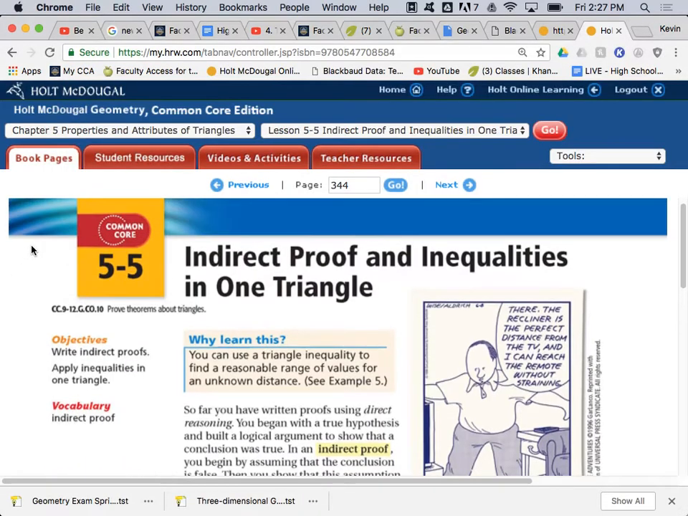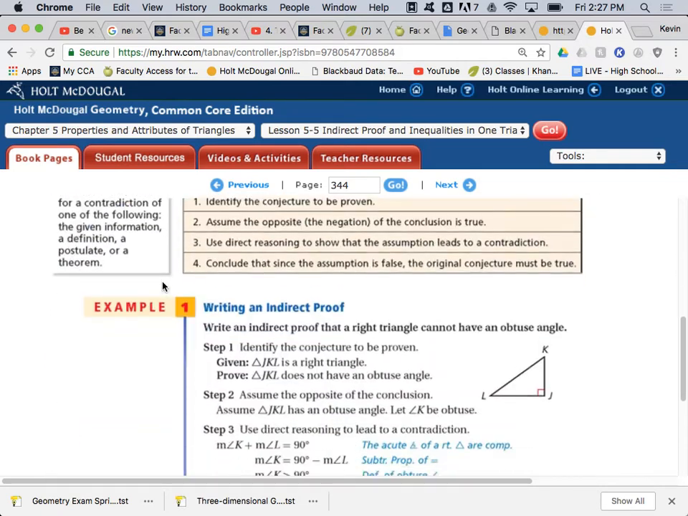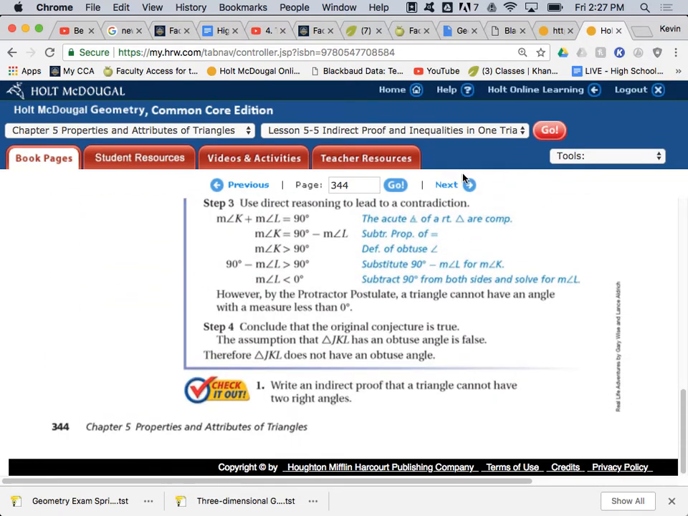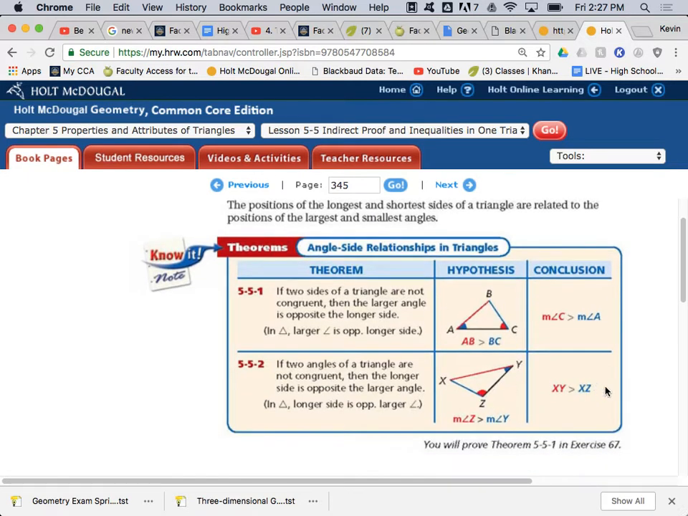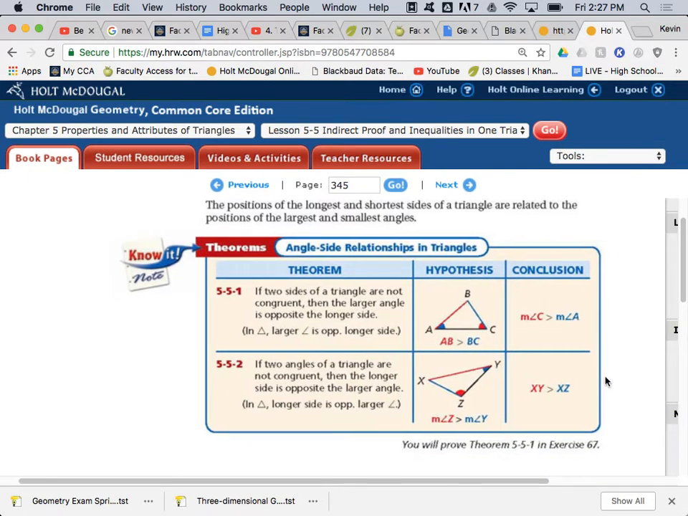Now, lesson 5.5, indirect proof and inequalities in one triangle. Okay? I'm less concerned about an indirect proof and more about inequalities in one triangle. All right, theorems, angle-side relationships.